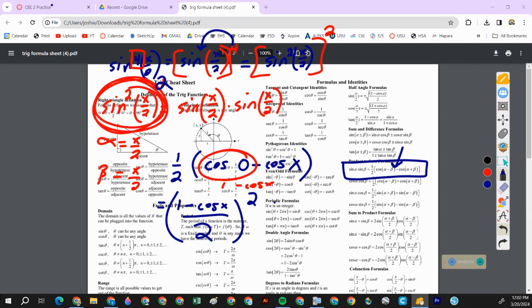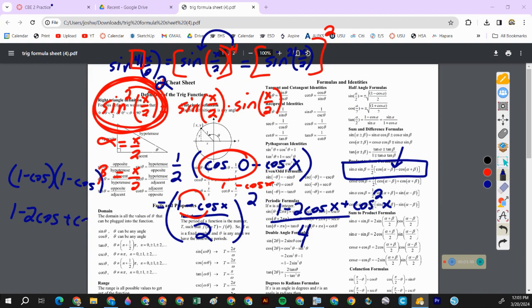And that gives me 1 times 1 is 1. 1 times negative cosine is negative cosine, and negative cosine times 1 is minus 2 cosine of x all over 2 squared, which is 4. Oh, and I forgot the plus cosine squared of x. I didn't teach that very well. So basically I did 1 minus the cosine times 1 minus the cosine, and I get 1 minus 2 cosine plus cosine squared.